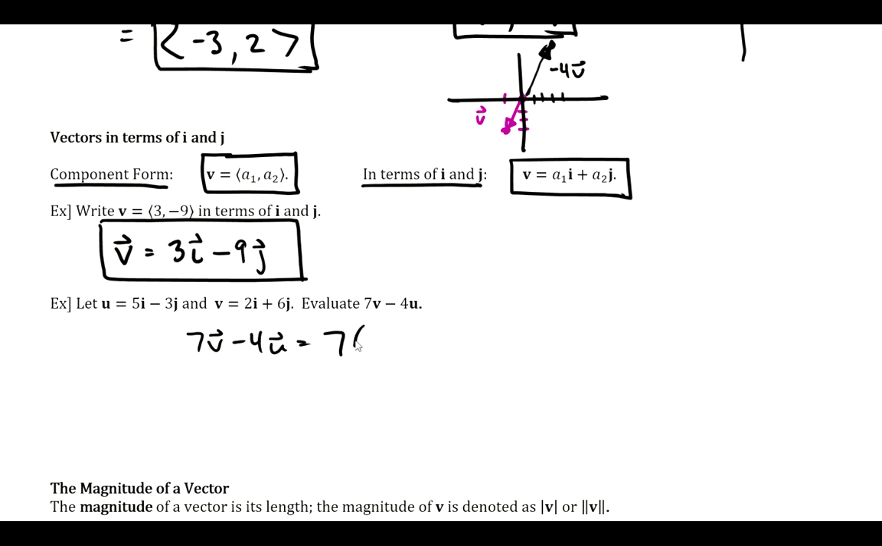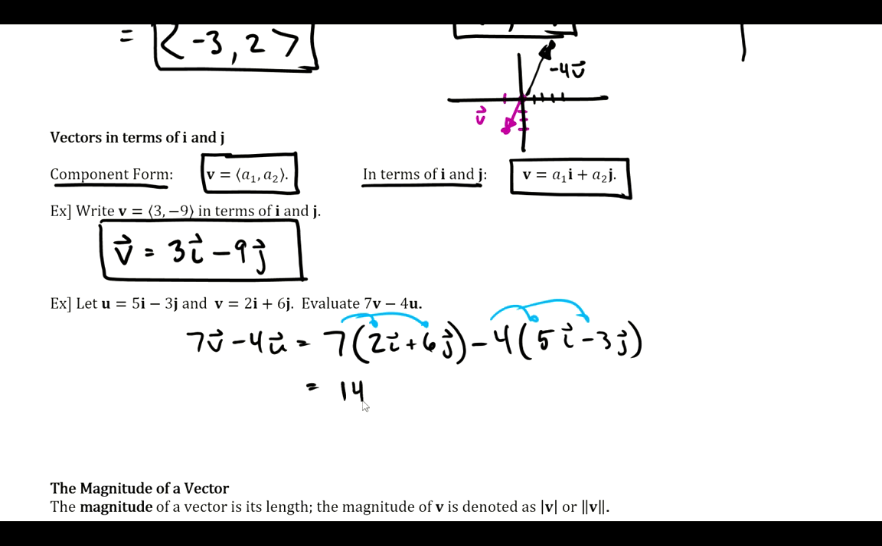Okay, so 7, and then v we're subbing in. Careful of the order. They're trying to mess with us. So v is 2i plus 6j, and then minus 4, u is the first vector they gave, 5i minus 3j, like that. And the reason why this is nice is because now it really does look like an algebraic expression where the 7 distributes. The negative 4 would also distribute.